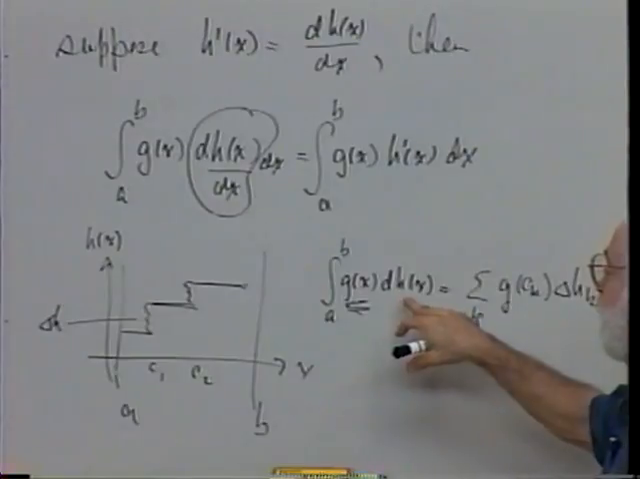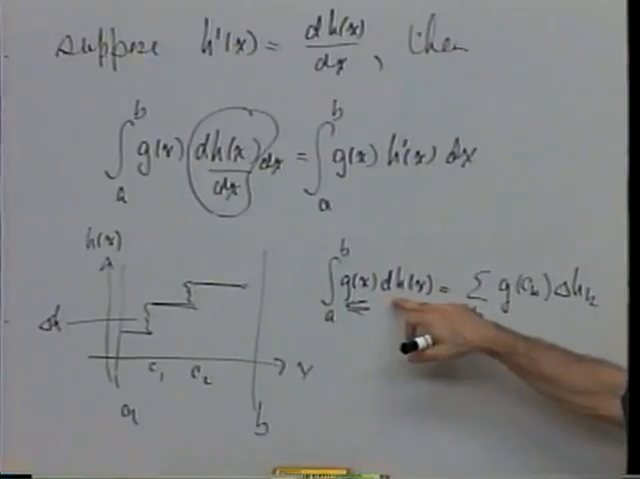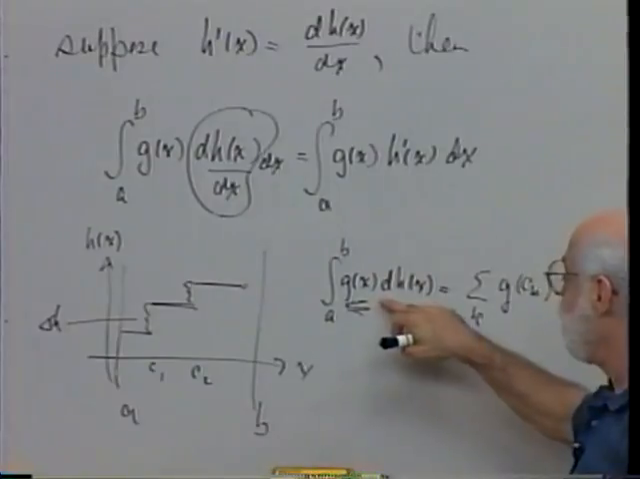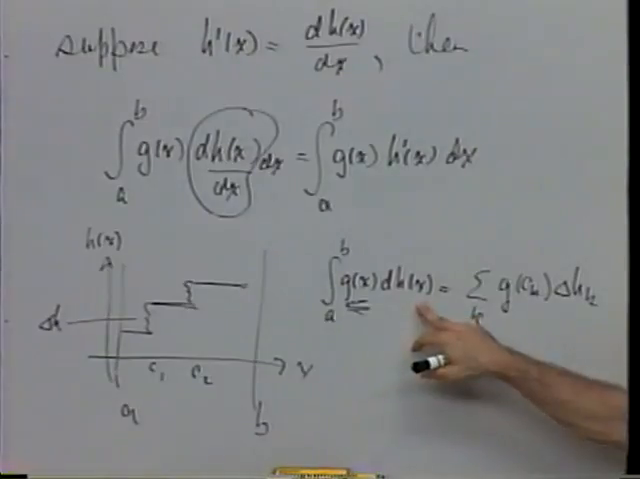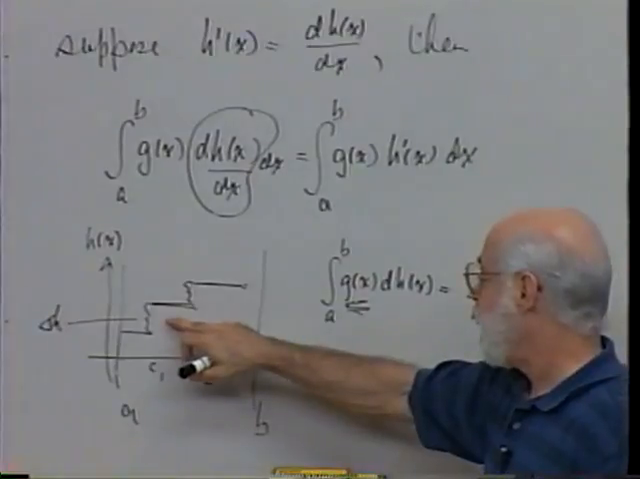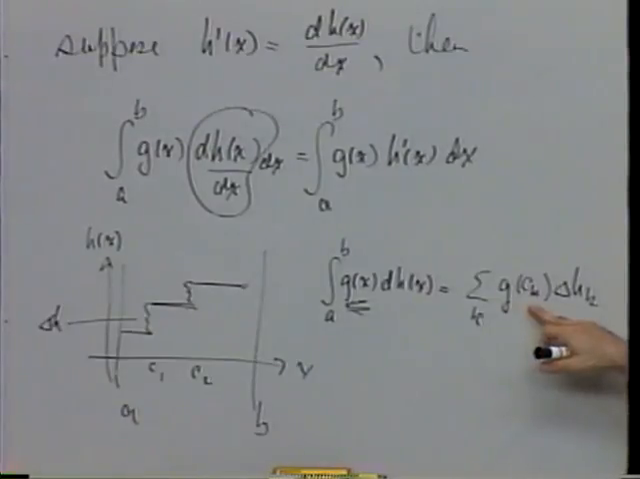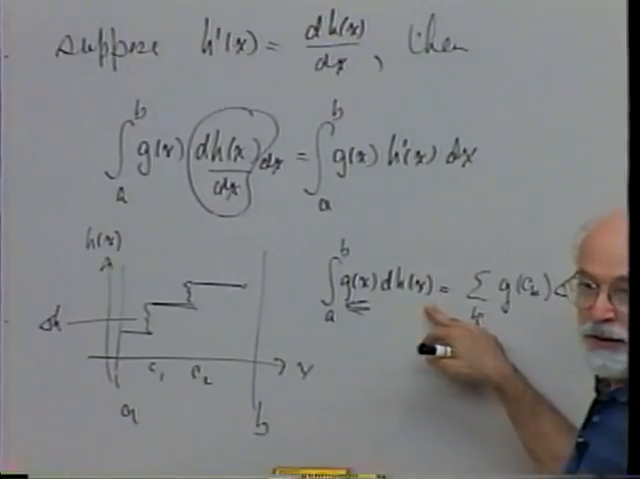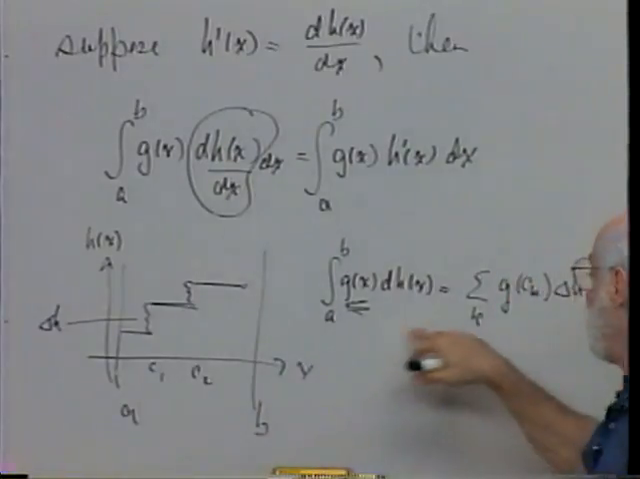Now, if h is constant, except for these discontinuities, then over those places where it's constant, the function does not change, and so the contribution from the dh of x is 0. So the only place where this integral is going to have non-zero contributions is where the jumps occur. When the jumps occur, at that point, this says take the value of g at that x, that's where the jump is, and multiply that by the amount of the change as I go through that point. If it's a discontinuity, then the amount of the change is a positive amount. It's the amount of the jump.